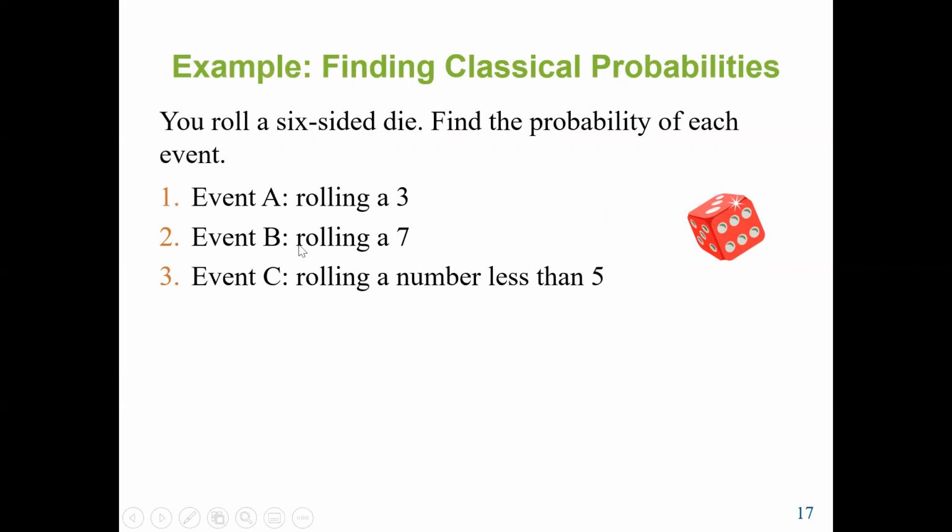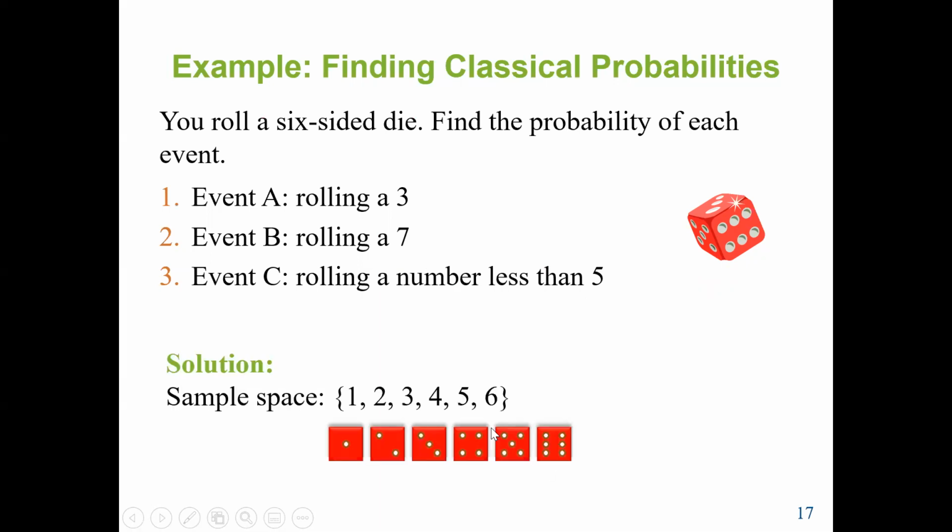Now, event B, rolling a 7. There's no 7. We only have 6 sides. So 0. Event C, rolling a number less than 5. Well, a number less than 5 will be 1, 2, 3, 4. So it will be 4/6. Let's look at the solution.